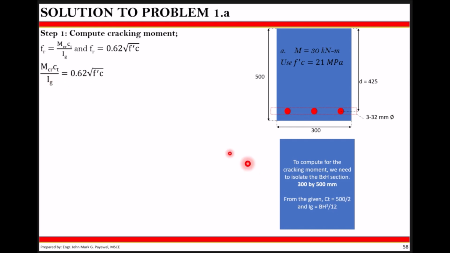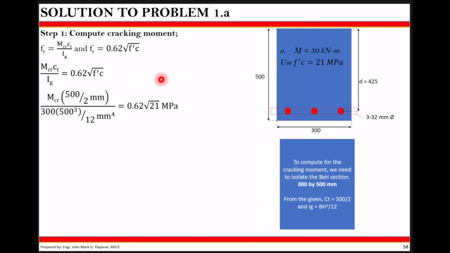IG is already given to be BH cube over 12. And 0.62 is a constant. The square root of FC prime would be 21 megapascal. So inputting all the values, we could now have this working equation. MCR is the only unknown. Therefore, we can compute that MCR is equal to 35.515 kilonewton meter.